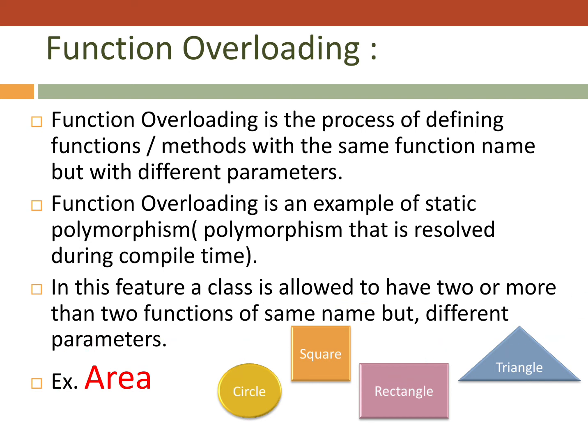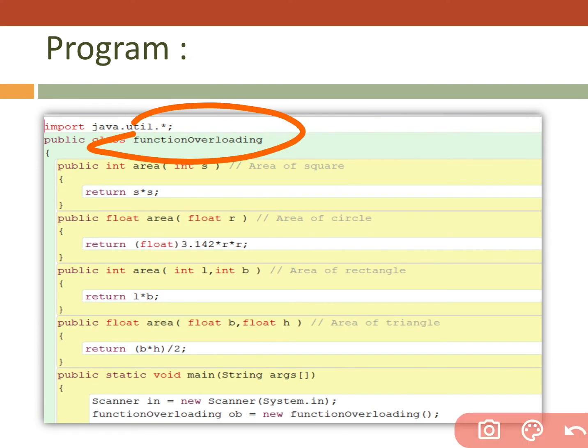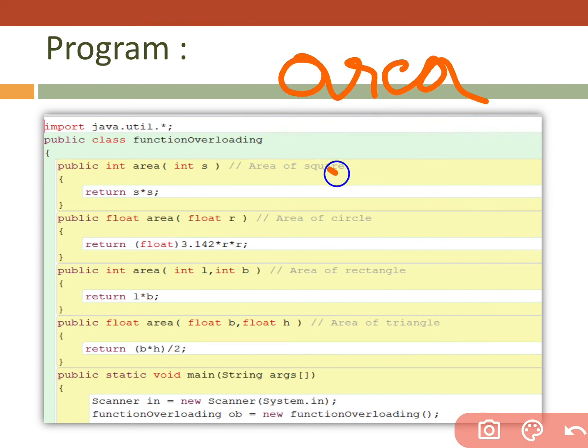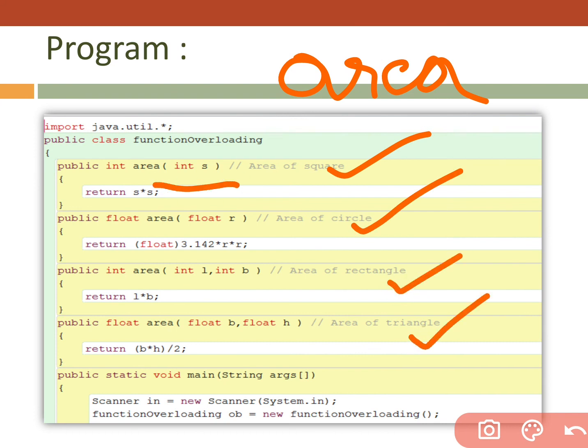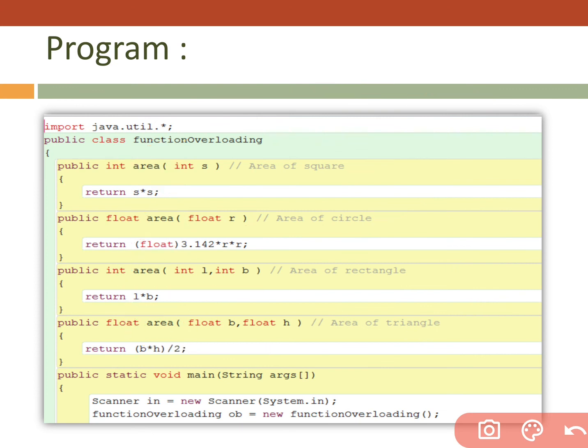This concept I am going to apply with the help of a program. See, in this program, I am naming it function overloading because the name should be similar to the task we are doing. And the function name I am taking is area: area for square, area for circle, area for rectangle, and area for triangle. See, the parameters are different. Each and every one is different. But all the function names are the same, while the parameters are different. Then only function overloading occurs.